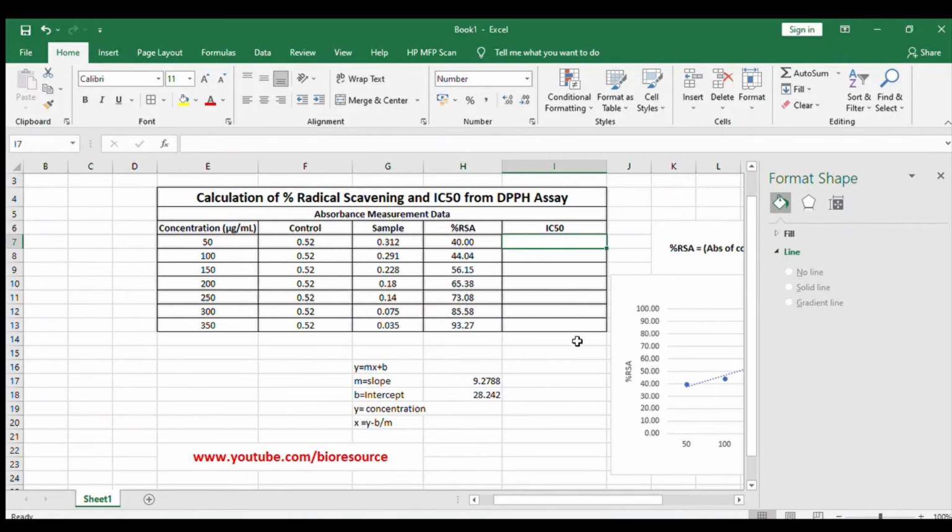So let's calculate the IC50 value. For the IC50 value, y is 50, minus the intercept 28.242, divided by the slope, which is 9.2788. This is the IC50 value, and you can calculate it for all the samples. So these are the IC50 values for this range of concentrations.